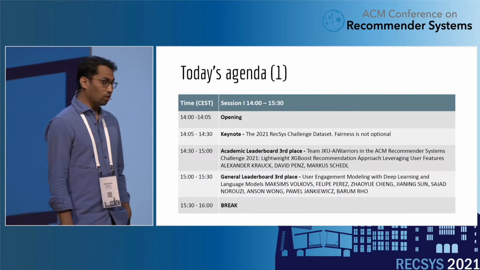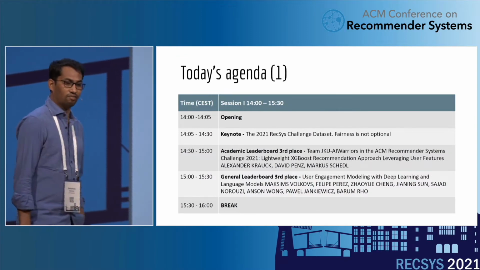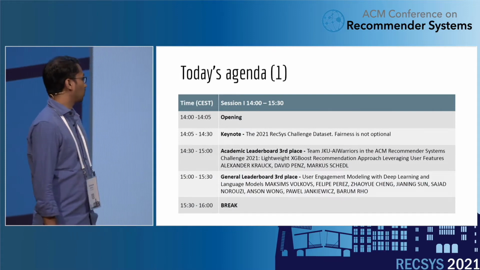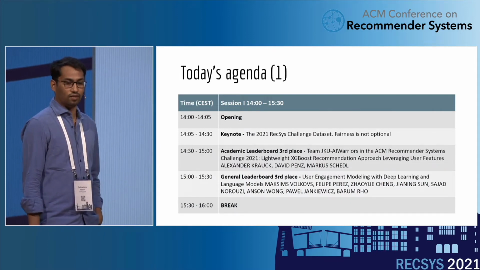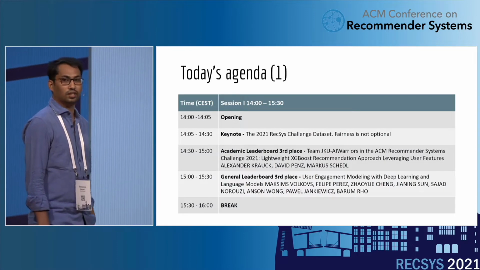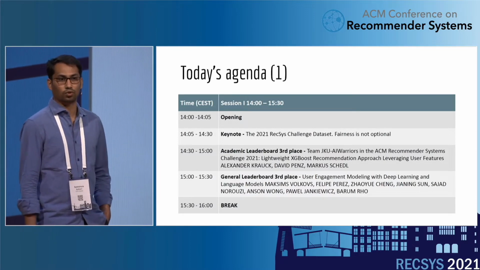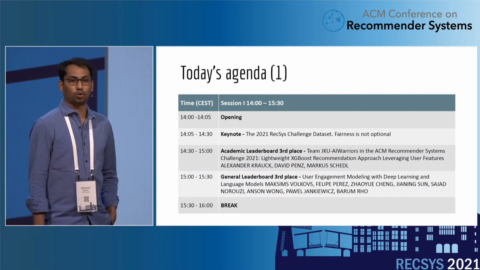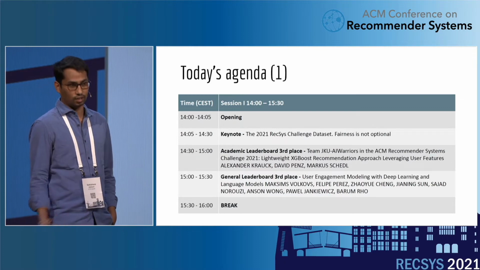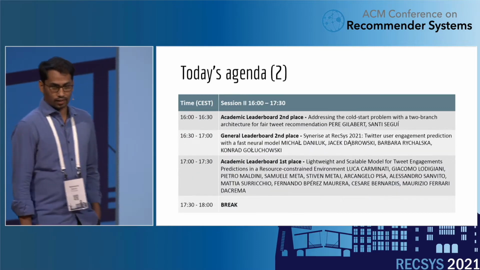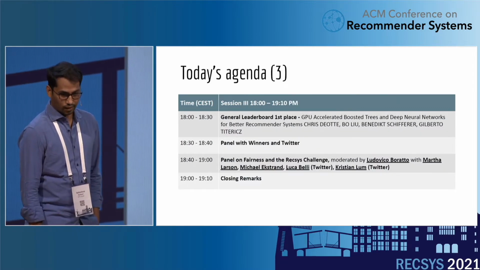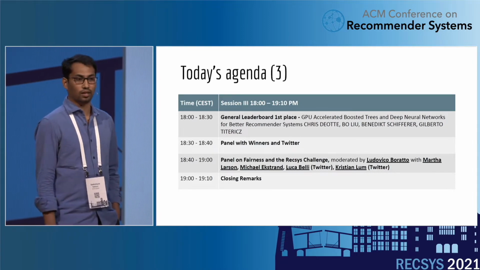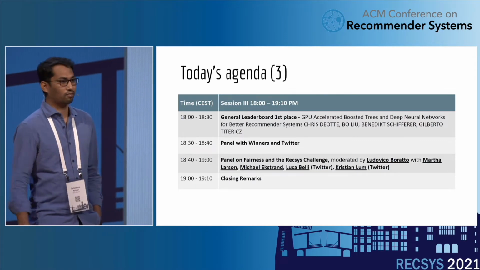So what's here today? This is our menu. We'll have an opening, which I'm doing right now, followed by a keynote from Twitter. Then we have papers presented across the first, second, and third portions. We have 2 types of winning positions: the academic positions and the general leaderboard positions. This is the second session, and this is the third session. We also have a panel to discuss fairness regarding the RecSys Challenge, and we'll have closing remarks.